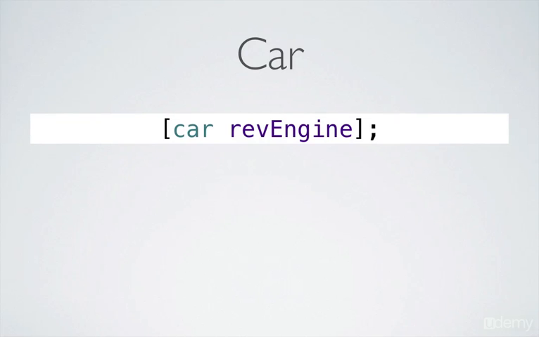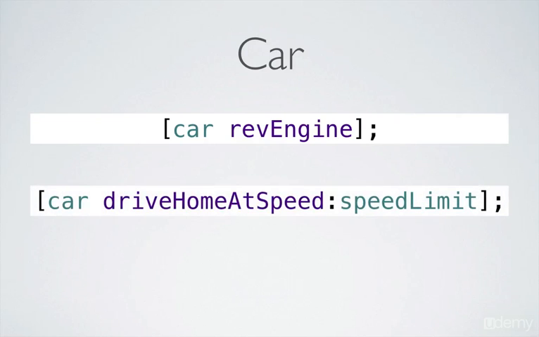What if I wanted to tell my car to drive home at the speed limit? It would probably be something like car driveHomeAtSpeedLimit. As long as I knew that my car could understand the revEngine method and the driveHomeAtSpeed method, this is what I would do. So how could I find out if my car understands these methods and what other methods my car can understand? To do that, I would look at the class definition to see what methods the car has.